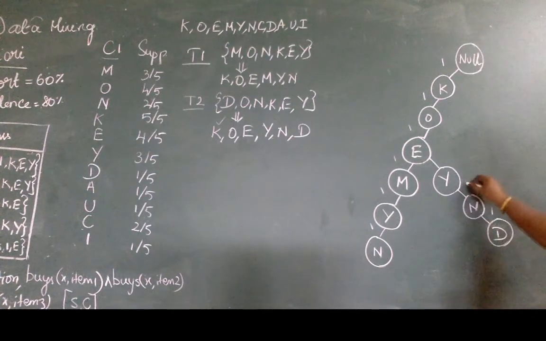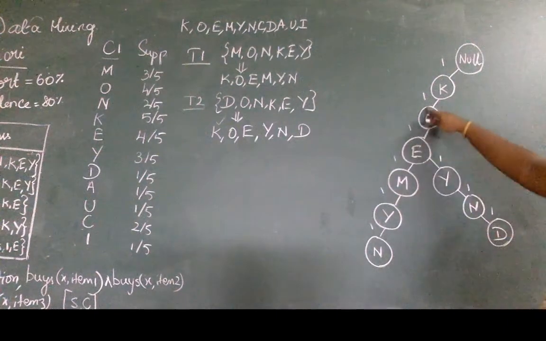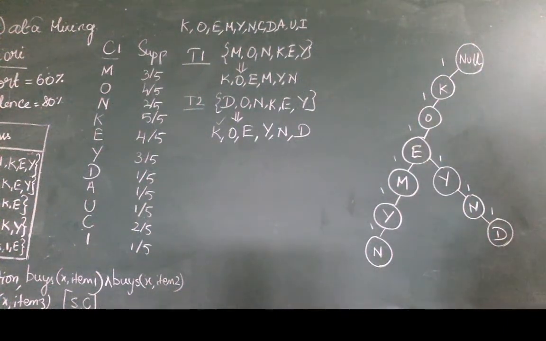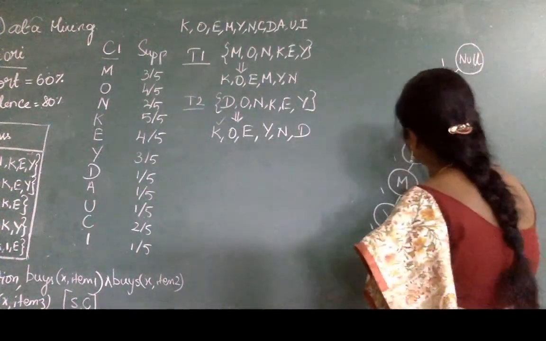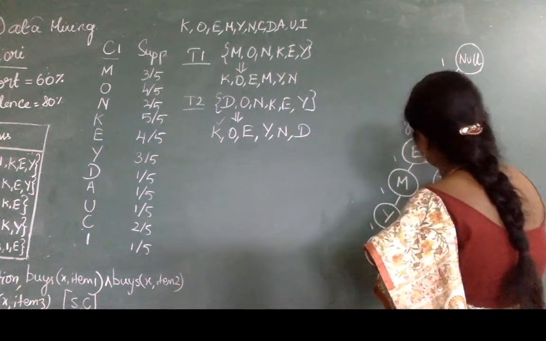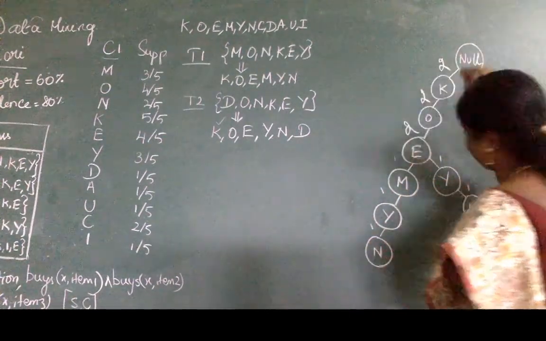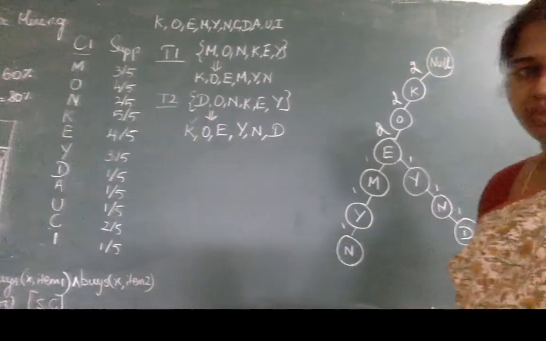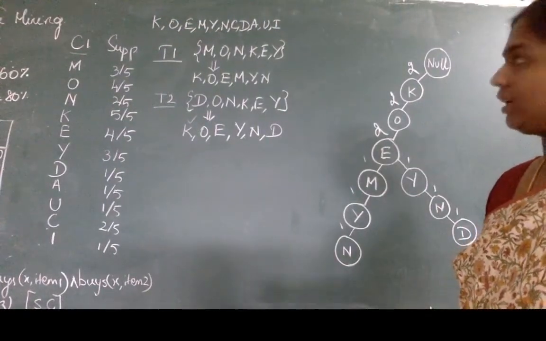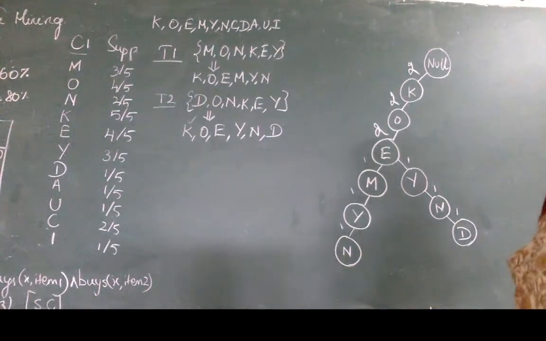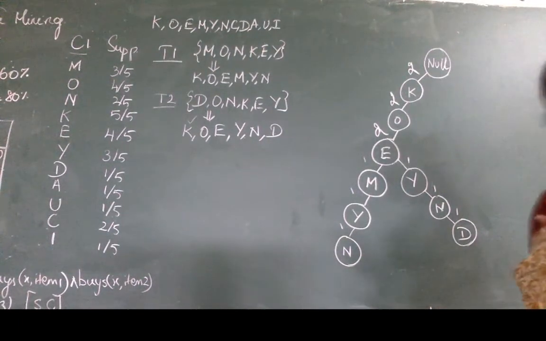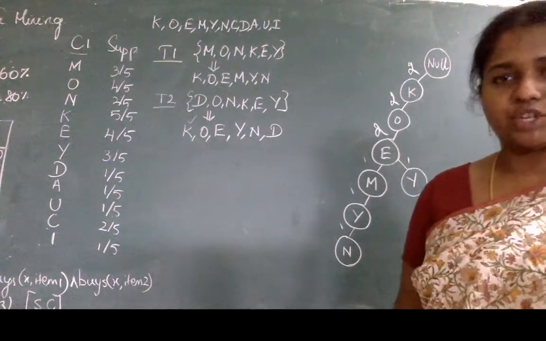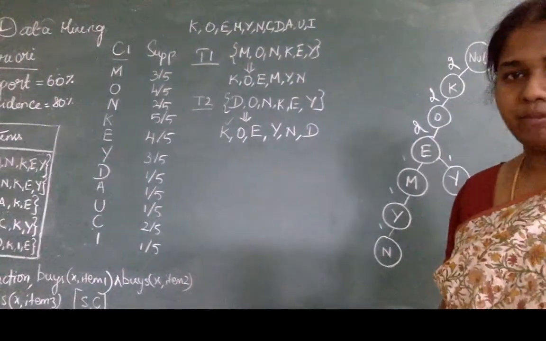All the newly added elements have a weightage of 1. All the previously existing predecessors, I am going to increment their value by 1. So it is going to become 2. So the weightages become 2. Clear? Now I have inserted my second transaction. So this becomes the second iteration of my FP algorithm.